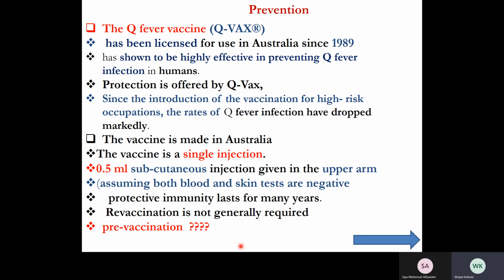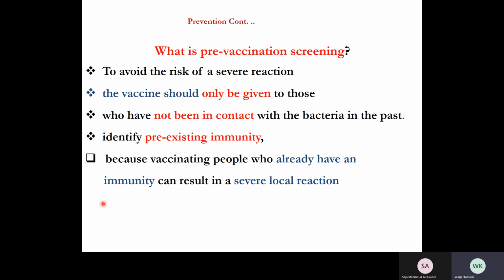Revaccination, there is no need, for most of them. But what do we have? We have what we call the pre-vaccination test. We said that the skin and the blood test should be negative. Let us see what this pre-vaccination test is. What is pre-vaccination screening or test?